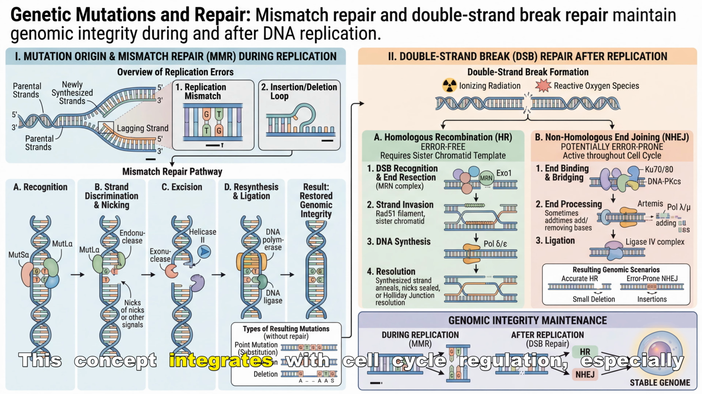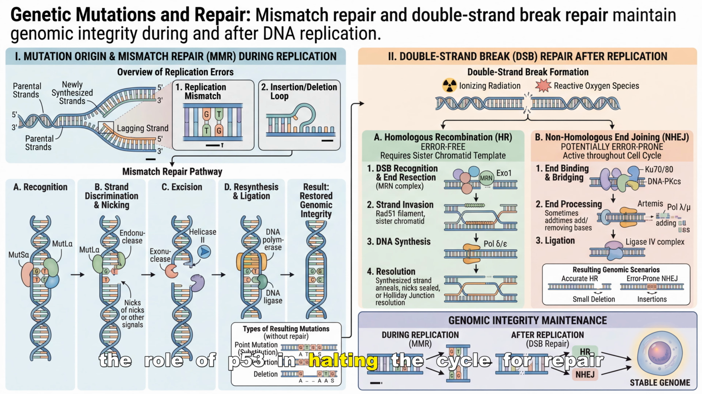This concept integrates with cell cycle regulation, especially the role of p53 in halting the cycle for repair or triggering apoptosis if damage is irreparable, linking DNA repair to cancer prevention.